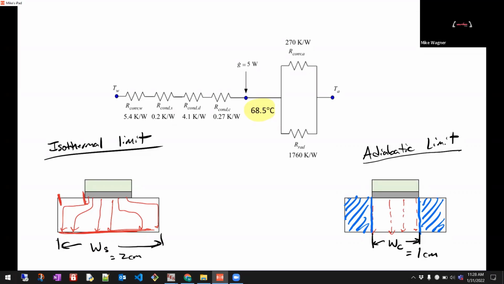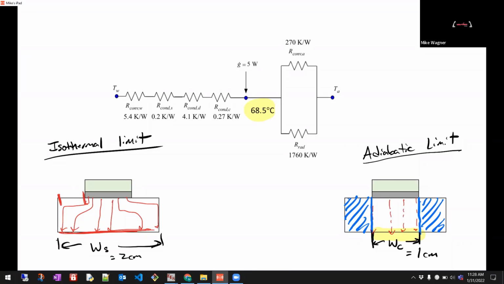If we really wanted to be aggressive, we would say, not only can I not conduct, but I can only convect, right? So I could only convect from this surface in this area. Because if the heat's not moving out to the edges, then there's no temperature difference between the edges and the surroundings, and so there's no heat transfer. So if we carry that assumption all the way through, then now we have to go back and recompute in the adiabatic limit what the alternate resistances would be.